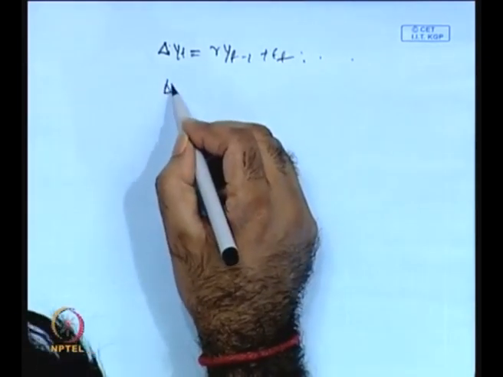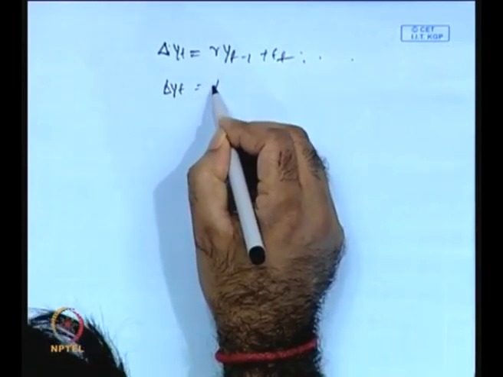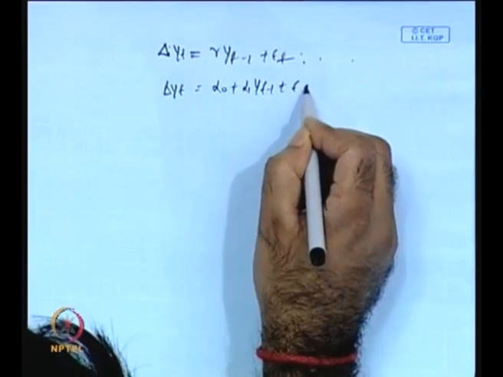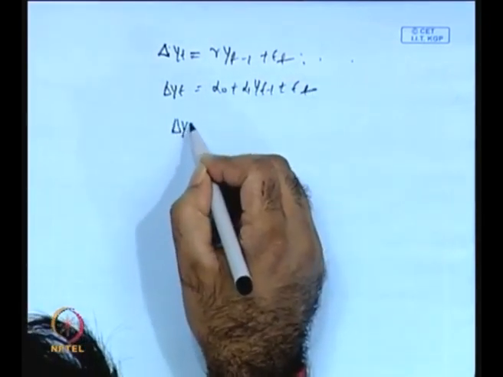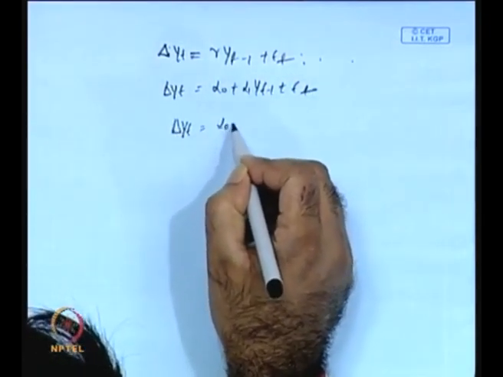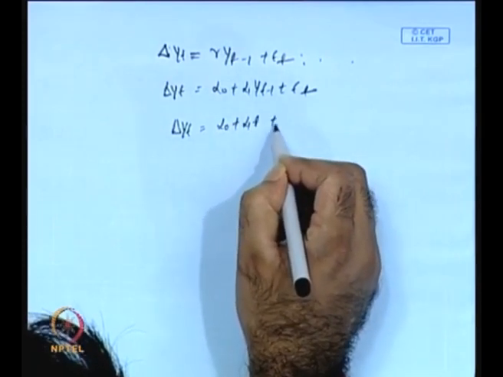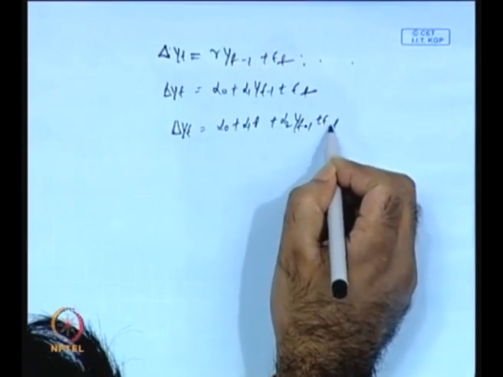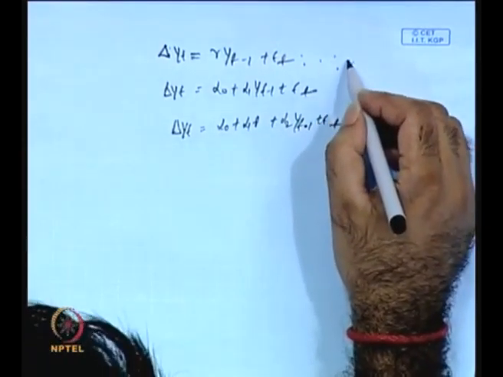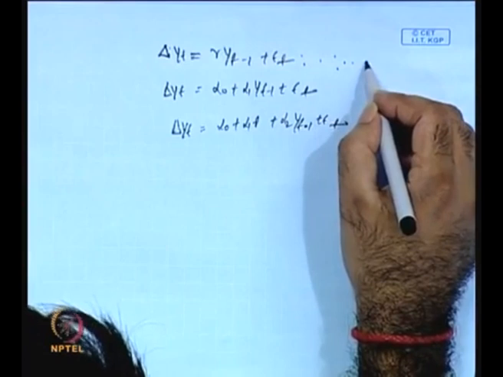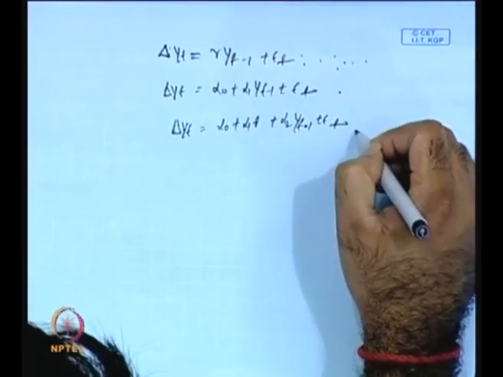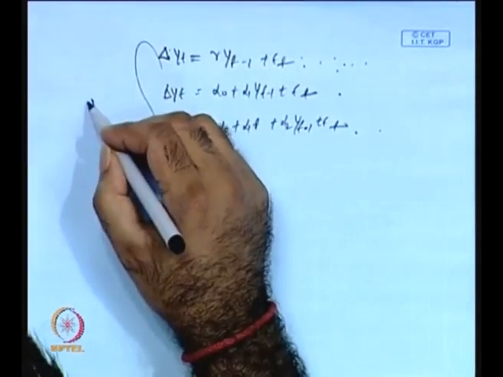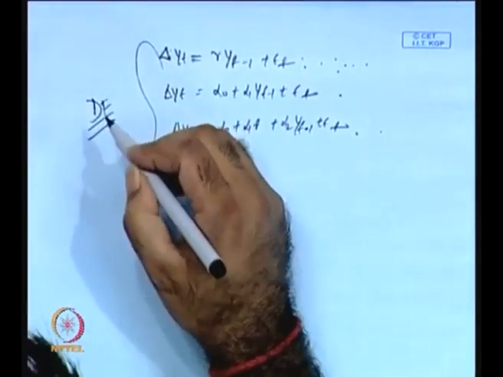So, then another is delta y t equal to alpha 0 plus alpha 1 y t minus 1 plus epsilon t. Then delta y t can be alpha 0 plus alpha 1 t plus alpha 2 y t minus 1 plus epsilon t. So, this is without drift and trend, this is with drift, and this is with drift and trend, okay. These are what is called the Dickey-Fuller test statistics.